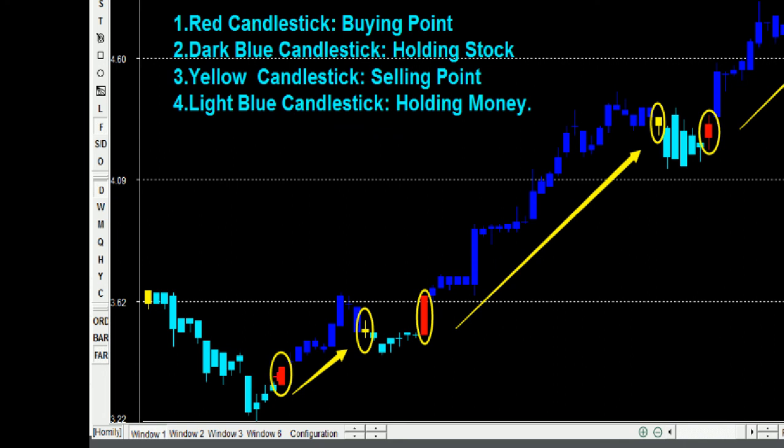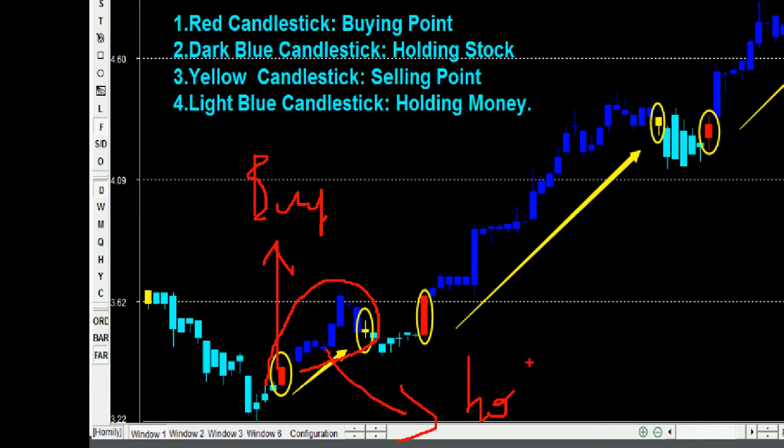Here you see the red color, right? The red color is the buying point. And then the dark blue. The dark blue means you should hold. And then here is the yellow, right? The yellow means sell.